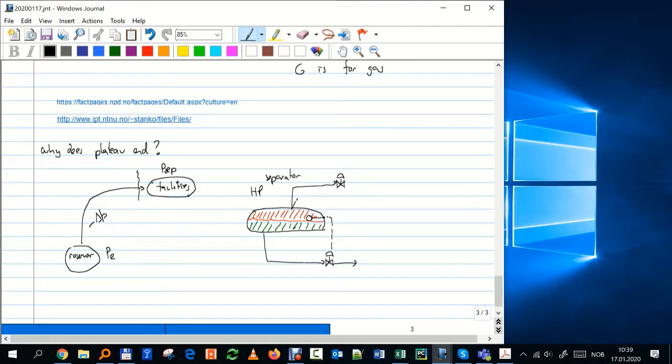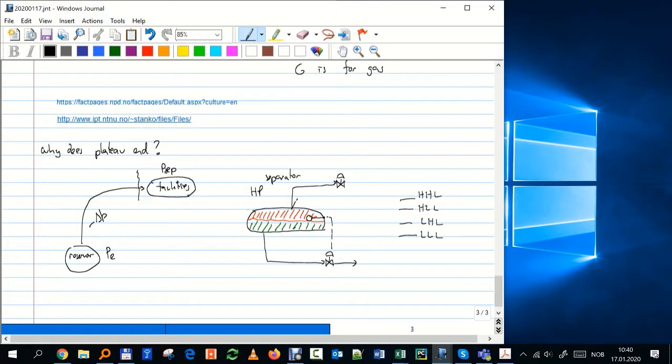How do I call these ranges in the separator? You have several levels in the separator: low-low level, low level, high level, and high-high level. You want to be within the band. If you by any chance start to get too high, then that valve will open.